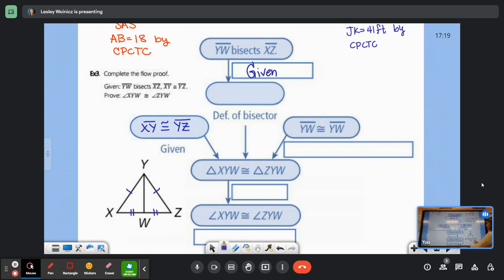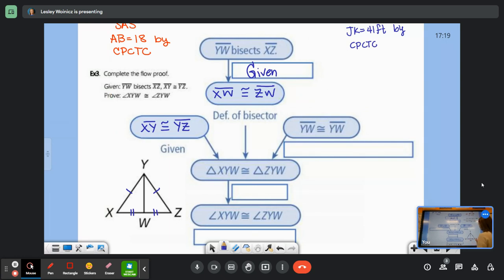So we didn't write that in our proof yet, so let's put that in our proof. That came as a result of this being a bisector. Okay, so the definition of a bisector tells us that segment XW is congruent to segment ZW. And I'm making sure that I've got the right order, because XW, ZW. Okay.